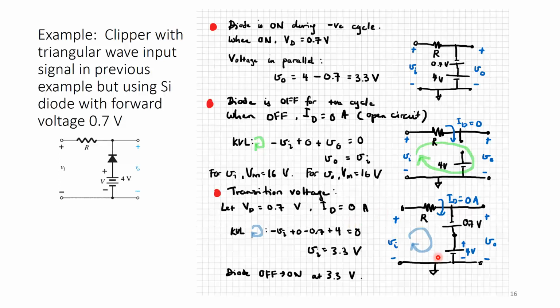If we do a KVL around here, we have negative V in plus 0, minus 0.7. Sorry, let me start all over again. It will be negative V in plus 0 minus 0.7 plus 4 is equal to 0. So the transition voltage occurs at 3.3 volts. So this is how the output voltage will look. It's just the same as the one before, but the transition voltage now occurs at 3.3 volts, and it also maintains the value of 3.3 volts when the diode is on.